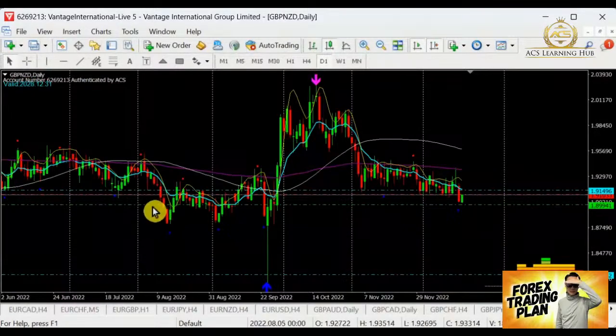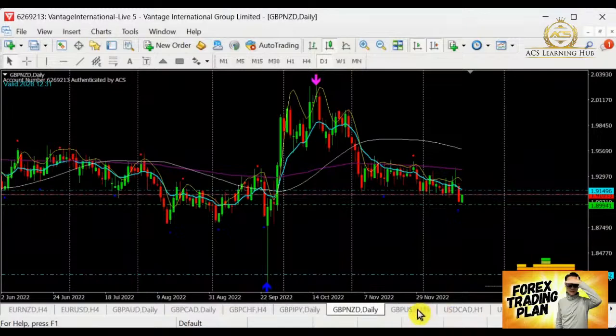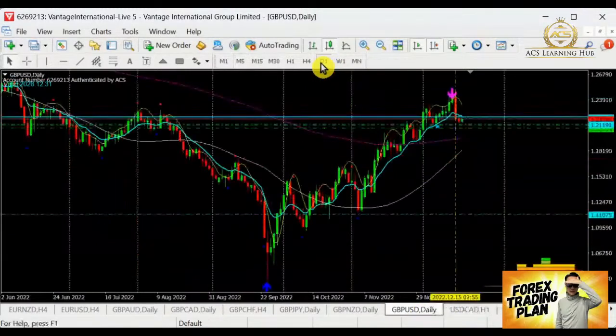So there may be, because right now the price is on the resistance. Okay, so I'm going to put this pound kiwi into my watch list, so that later on we can have a good chance of selling. All right, so let's take a look at pound dollar.